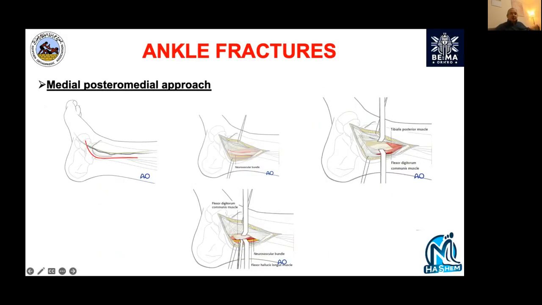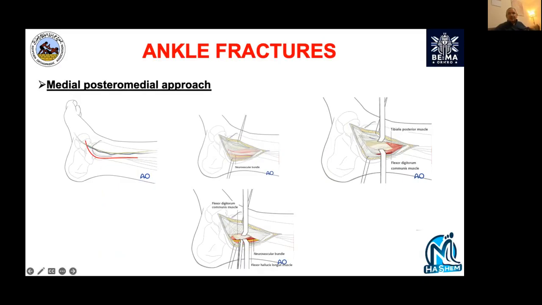Posteromedial approach: you go just behind the posterior border of the medial malleolus. Once you open, be careful that this will be your tibialis posterior. You open the sheath of the tibialis posterior, you pull the tibialis posterior to the medial side, you open the bed of the tibialis posterior, and you go from there.